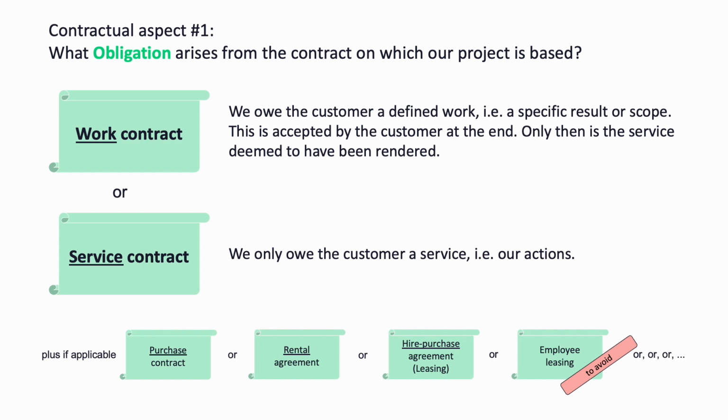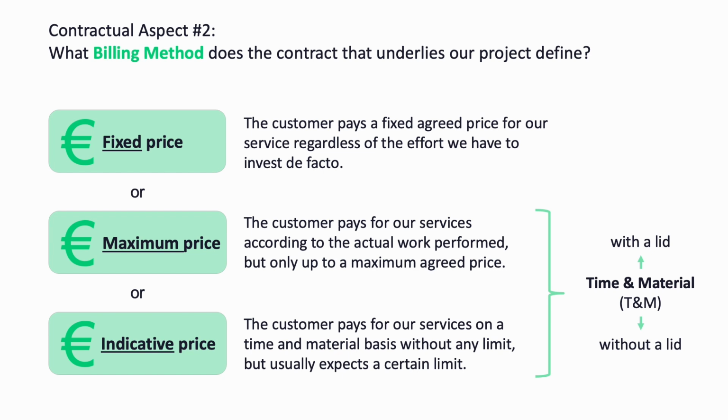What is important, however, is aspect number 2. This is the billing method, that is the contractually agreed form in which we bill for our services. Here we distinguish between 2 or 3 forms, depending on how you look at it. The first is the fixed price. As the name suggests, here the customer pays a fixed price for our service, regardless of how much effort we de facto have to invest or had to invest in the end.